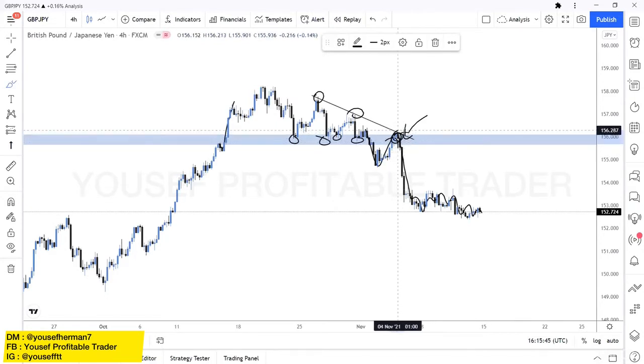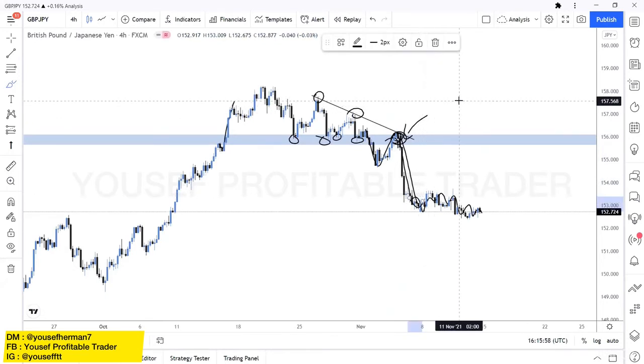Which means there will be a lot of positions open at this level. So this level will be the level where a change of direction is possible. That's why a confluence zone will have a higher chance of rejecting price.